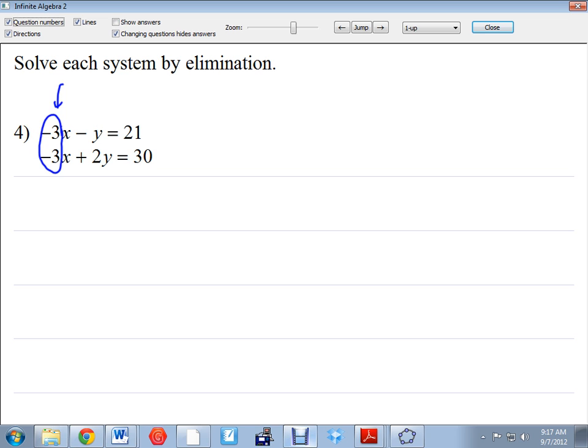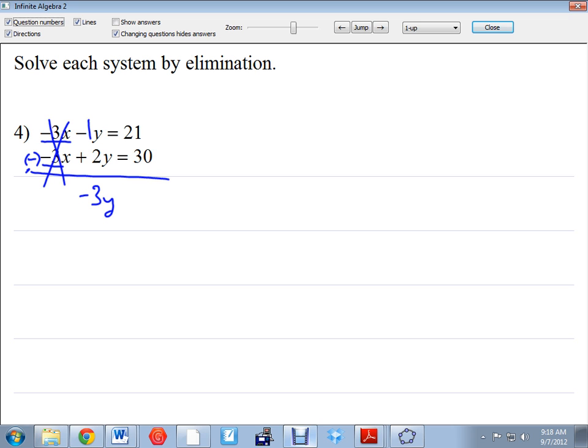Because if the same number is already in front of the variables, then we can skip a basic starting step and just go ahead and subtract the two equations from each other. When we're subtracting, we do top minus bottom, so -3x minus a -3x is 0, and it is eliminated. That's why it's called elimination, because we're trying to cross off one variable. And -1y minus 2y would be -3y.